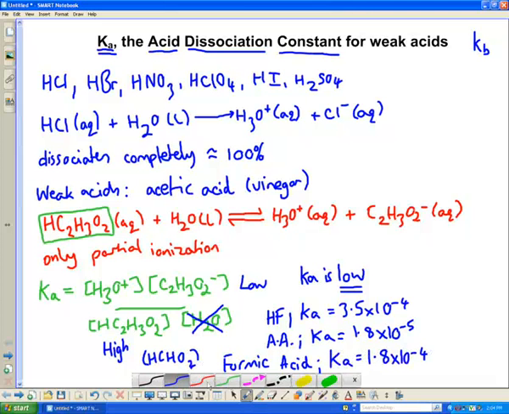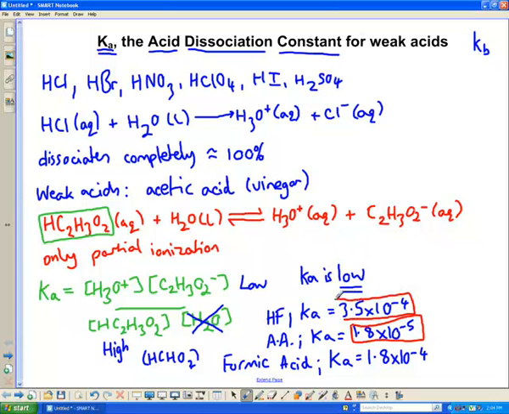So here is one question before we move on to our last piece here. If I was to ask you which of these three has the equilibrium that lies furthest to the left, in other words, which acid is the least dissociated, it would be the one with the smallest Ka, which would be that for acetic acid. And then if I was to ask you which one has its equilibrium point lying furthest to the right, it would be the one with the biggest Ka, which in this case would be hydrofluoric acid. All right?